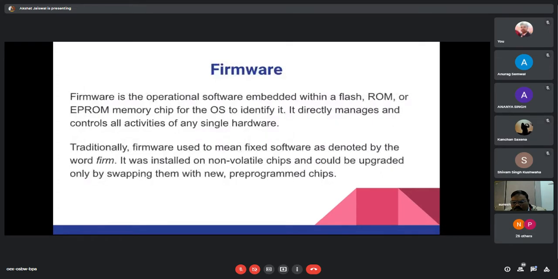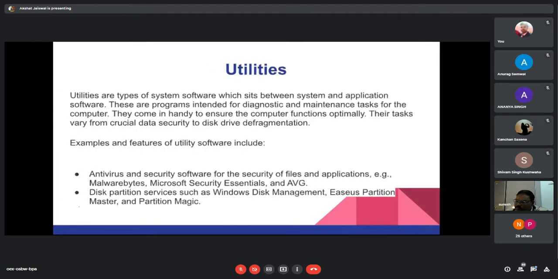Firmware. It is an operational software embedded within flash, ROM or EPROM memory chips for the OS to identify it. It directly manages and controls all the activities of any single hardware. Traditionally, firmware used to mean fixed software, as denoted by the word firm. It is installed on non-volatile chips and could be upgraded only by swapping them with new pre-programmed chips.